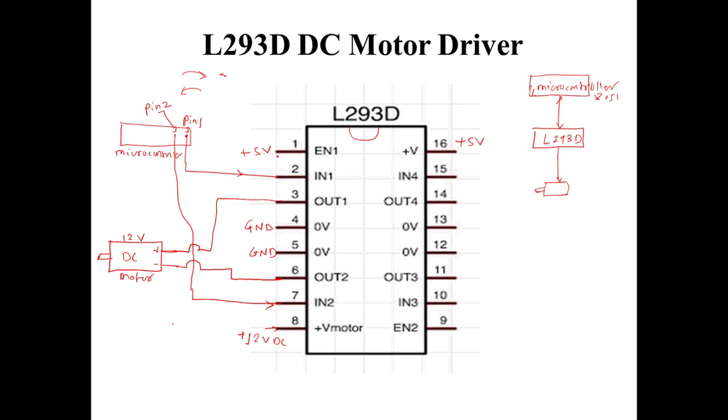Okay. Then as I said earlier, pin number 1 and pin number 16 will be plus 5 volt, and pin number 8 will be the 12 volt DC supply. Pin number 4 and 5 need to be connected to the ground. So that is the pin diagram of the L293D DC motor driver. Fine.